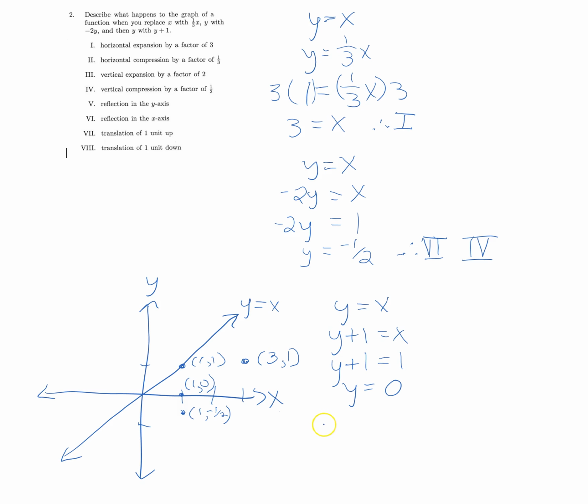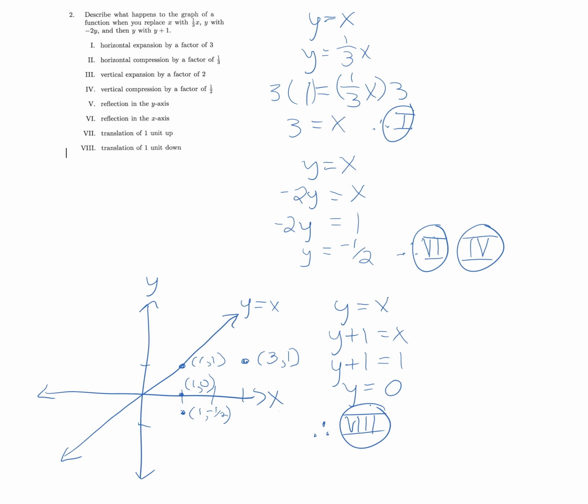That is answer 8, translation of 1 unit down. So the answer to this question is 1, 4, 6, and 8 when we do these manipulations to x and y.